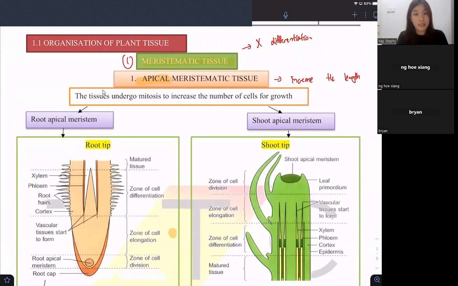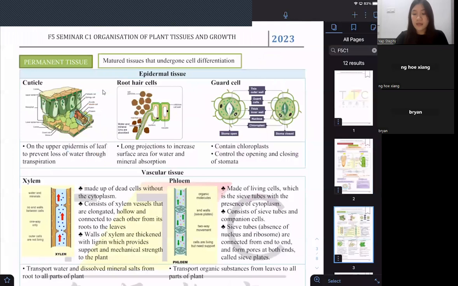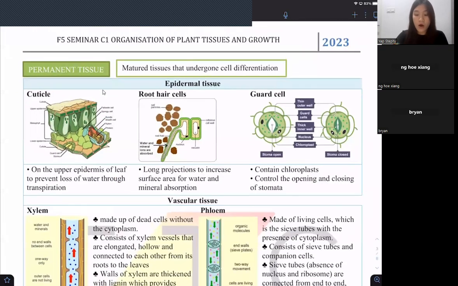This is for the meristematic. All the cells here we consider as young cells. They all look similar, they all look identical. Later we'll learn the other one, which is the permanent tissue. Permanent tissue means that differentiation has already happened. Later you will learn that inside the permanent tissue all cells have their specific structure and specific function.